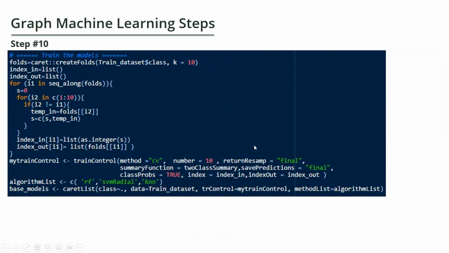So the final step of the pipeline is to train our machine learning algorithms, which are, in this case, random forest, support vector machine or SVM, and k nearest neighbor, or as it's known, KNN. So we train those three machine learning algorithms using k-fold cross-validation.